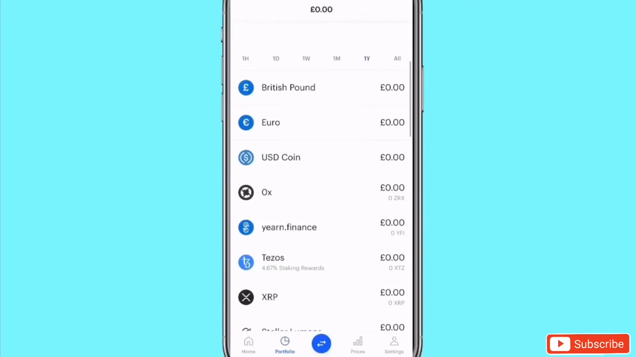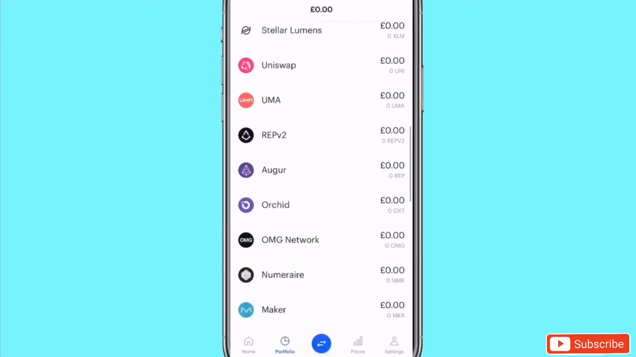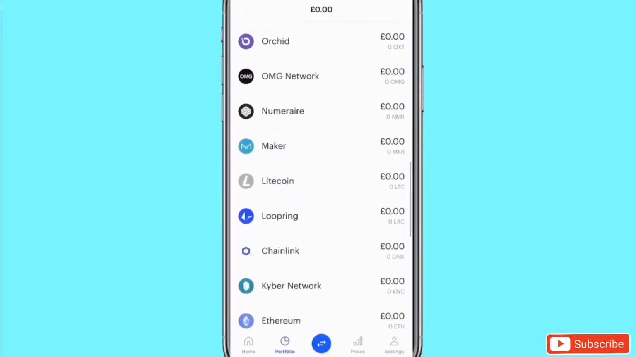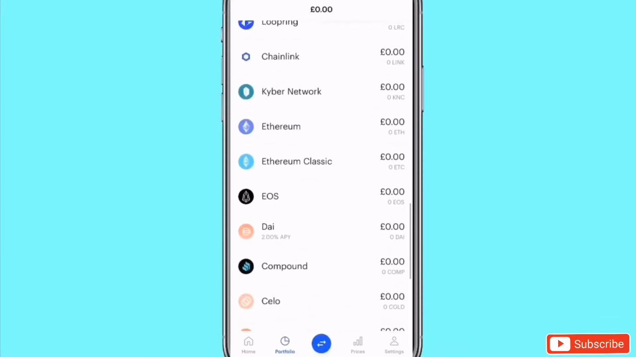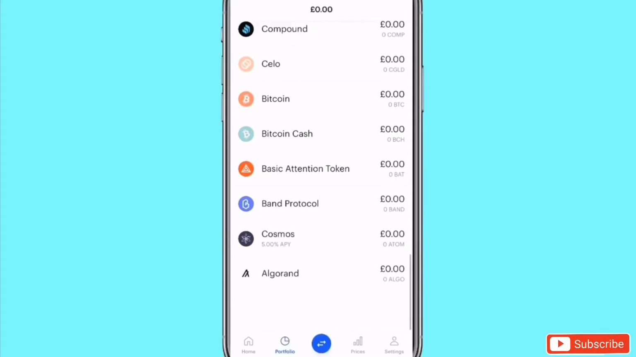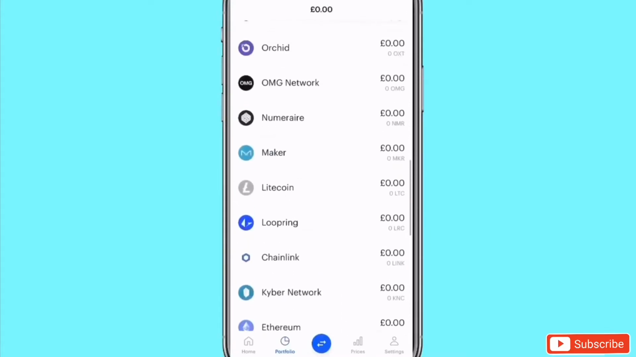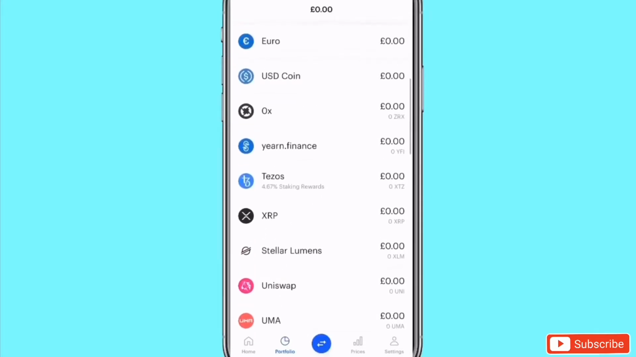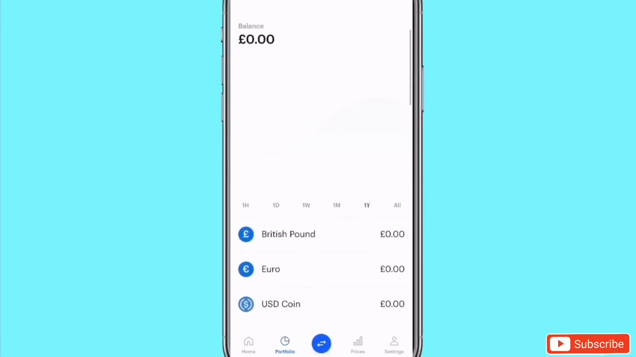So whether you have any cash in your portfolio, whether you have any different crypto, you've got some of the main ones. You've got Litecoin there, Ethereum, Bitcoin, Bitcoin Cash. So all different sorts. These are your main different cryptos. And these are all the different cryptos that you can have on this platform. And I believe it's around about 28 or 29 different cryptos, something like that.